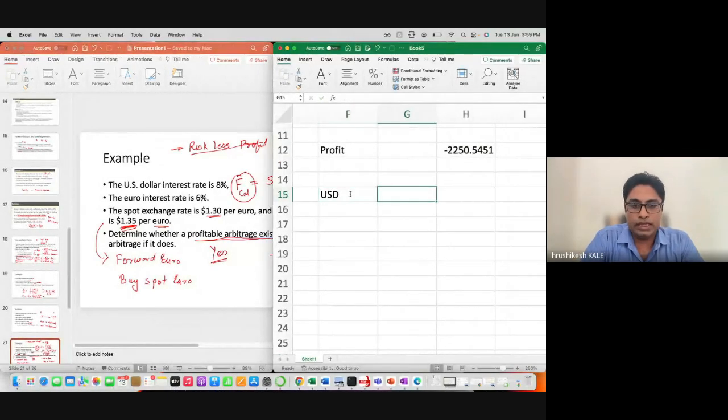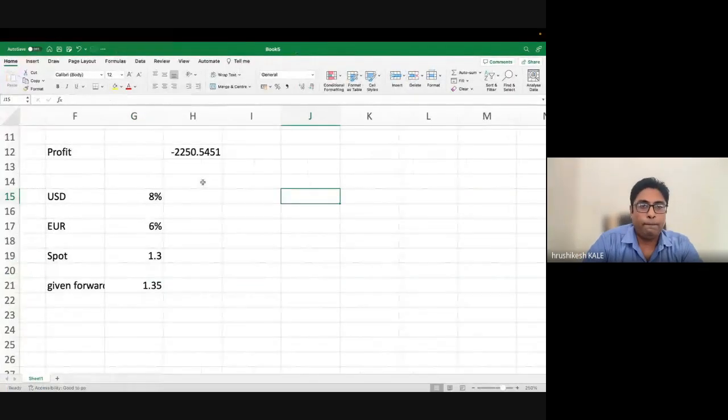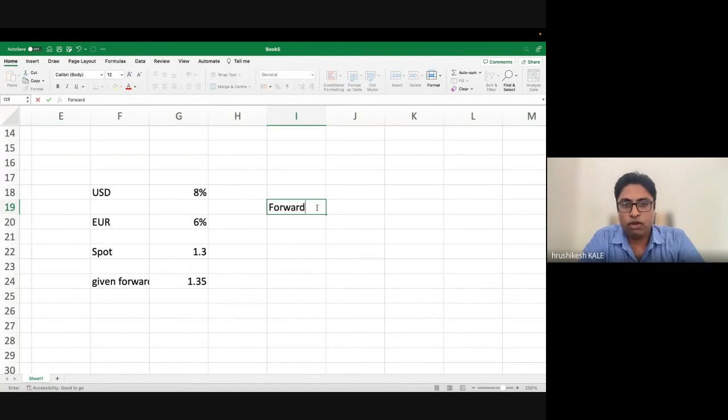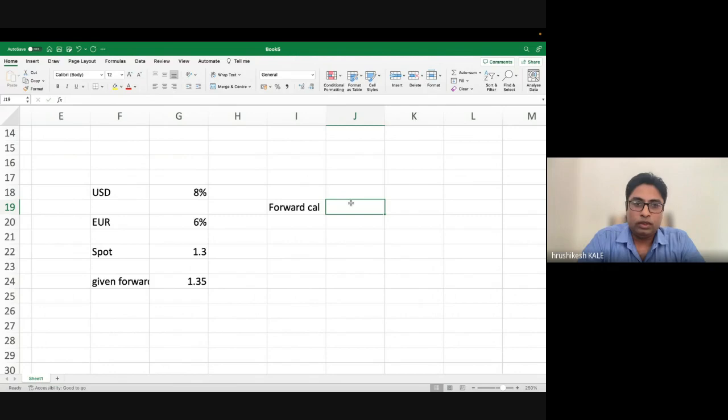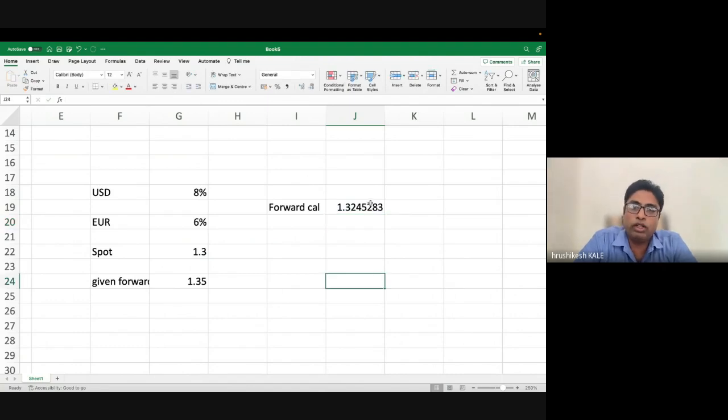So let us see, USD interest rate is 8%, euro interest rate is 6%, spot rate is 1.3, and forward rate is 1.35. Let us calculate the forward calculated rate. Spot rate multiplied by 1.08, I'm doing it directly, divided by 1.06. So the calculated forward rate is 1.3245.